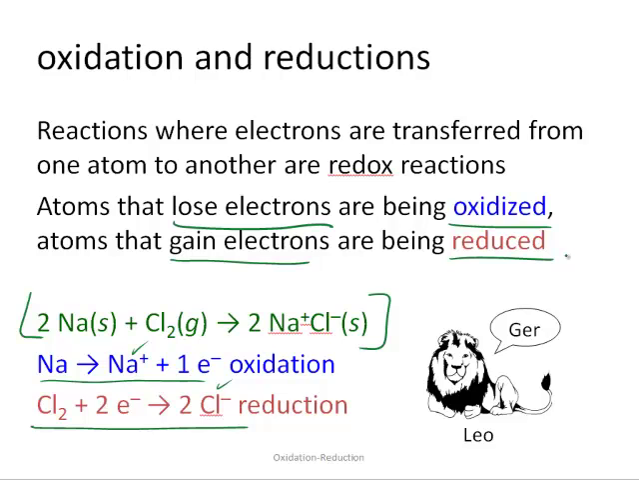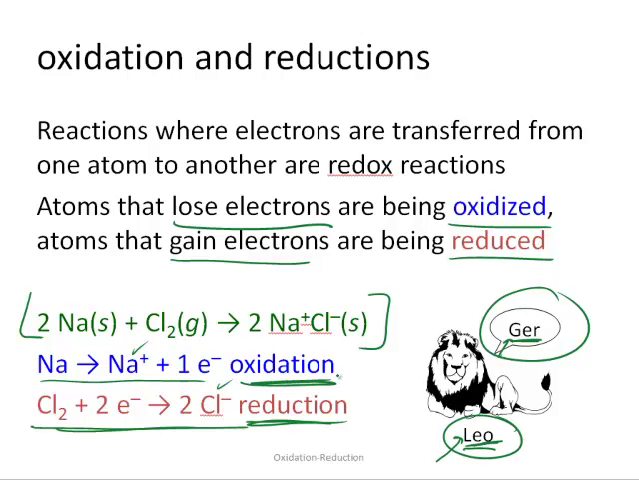An easy way to remember that is to ask Leo the lion. And when you ask Leo the lion anything, he says grr. That's a little acronym: losing electrons is oxidation, and gaining electrons is reduction. So anytime you gain electrons, such as chlorine, we know that's a reduction half reaction. And anytime you lose electrons, we know that that is an oxidation reaction.